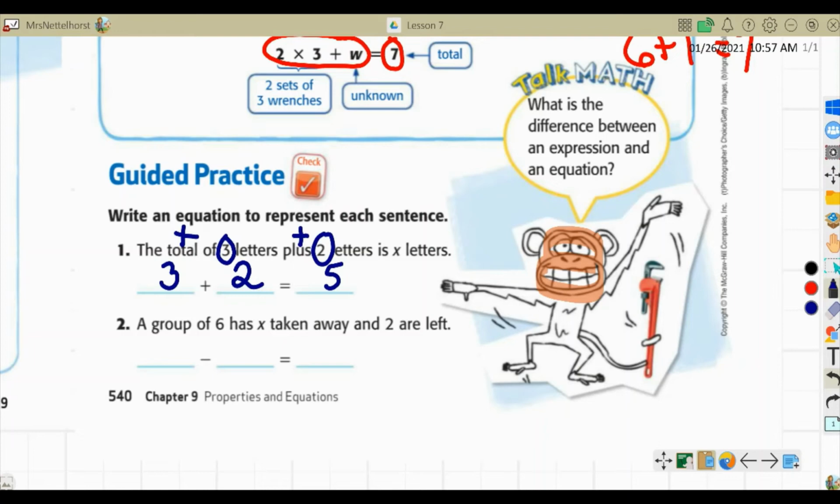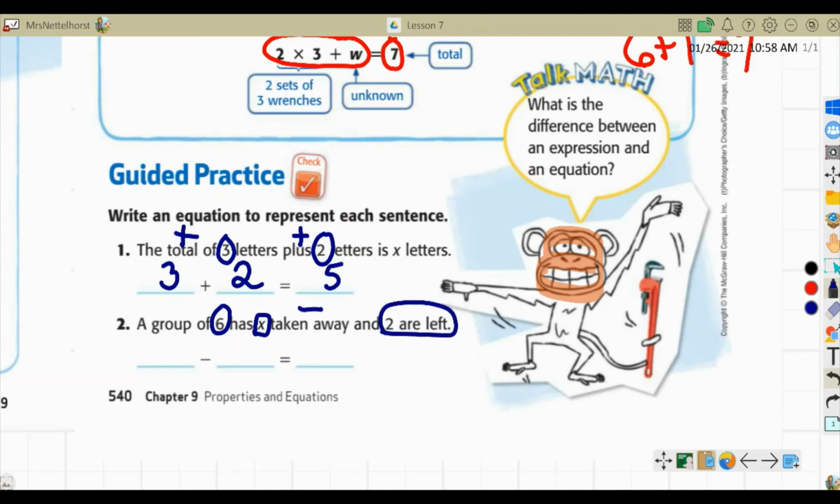Okay, the next one. A group of 6 has X taken away and 2 are left. So I have 6 and I have X, and taken away I know is subtract. 2 are left. That also means to subtract. So you need to put in your numbers where they go. Remember that it's 2 are left.